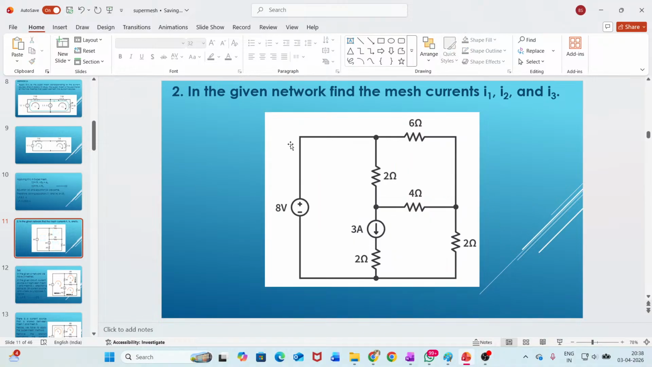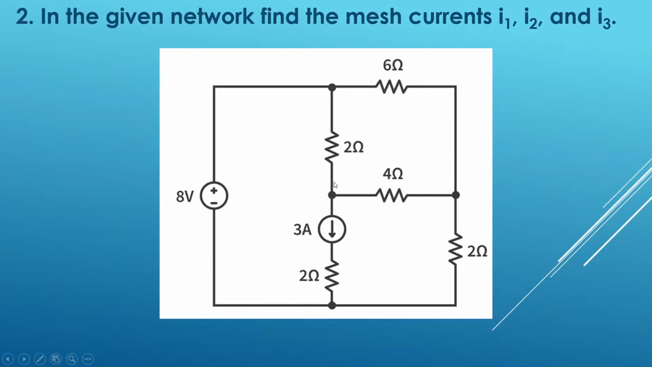So this is the given circuit. In this we have to find the mesh currents I1, I2 and I3. If it is mentioned mesh currents, meaning loop currents, the first thought that comes to our mind is that we have to follow mesh analysis or Kirchhoff's voltage law.